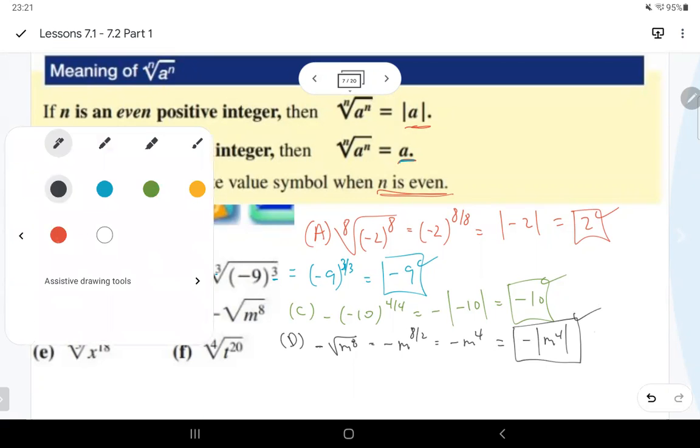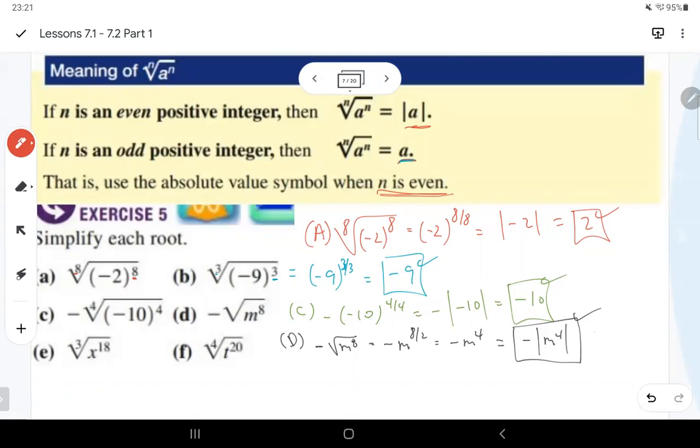Okay, nearly done. We have an odd index, so we would just take it to exponent form and reduce it. Whereas with the next one, we have an even index, so we'll still take it to exponent form and reduce it, but then we have to throw it in absolute values. Okay. All right.